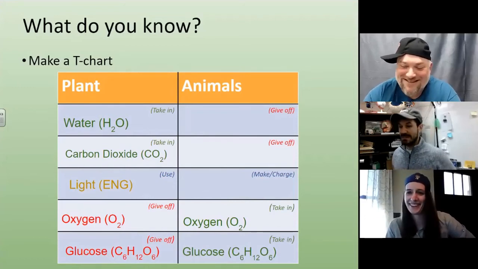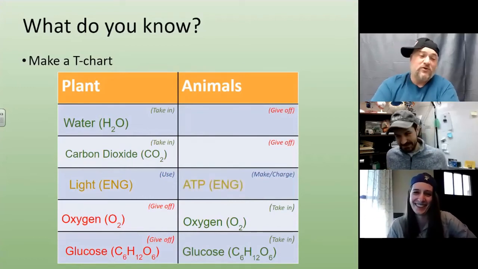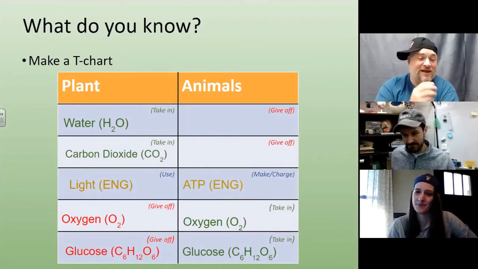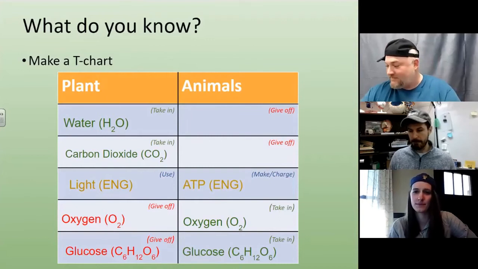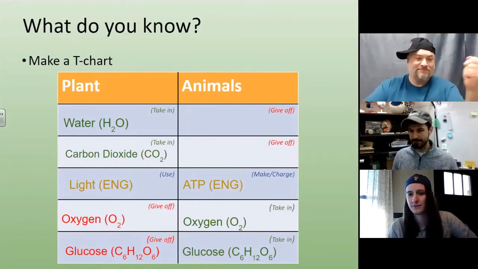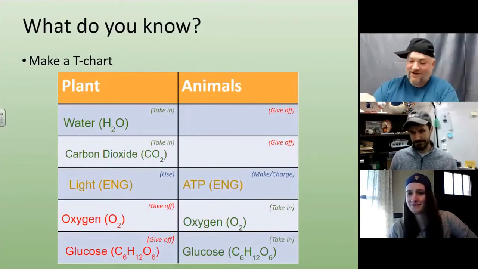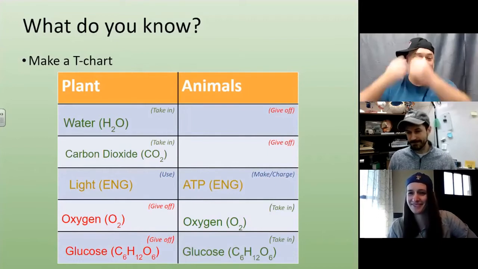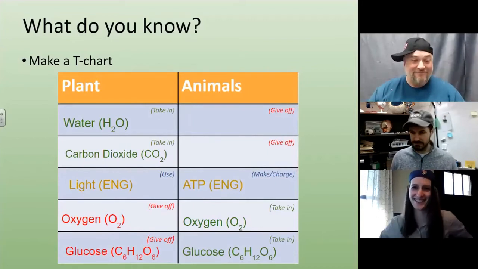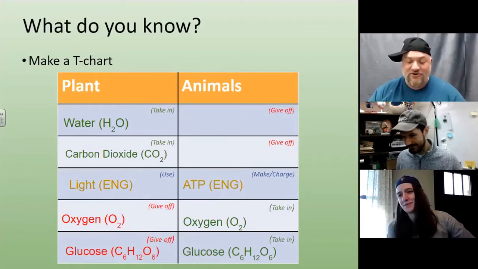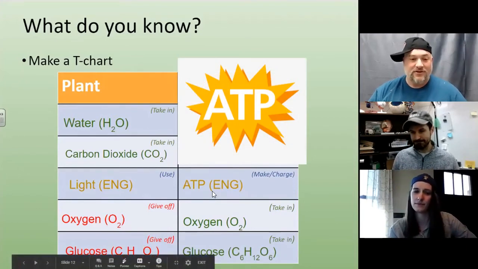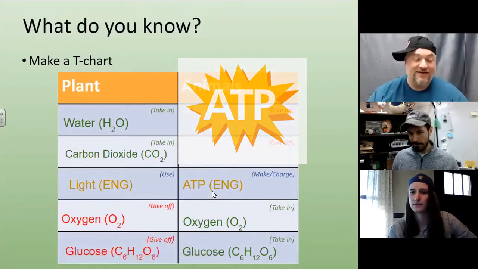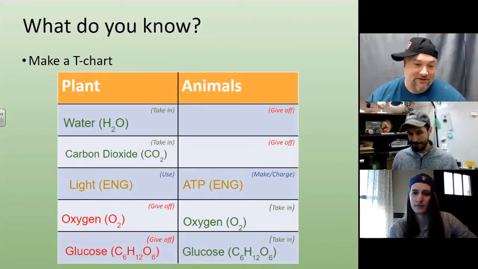But we do charge up some energy molecules. So it may not be light energy, but we're taking the energy stored in the chemical bonds of glucose, breaking it down, and using that to turn into a type of energy that our cells can use, ATP energy. And so that's how we're powering all this movement and picking on each other that we're doing right now.